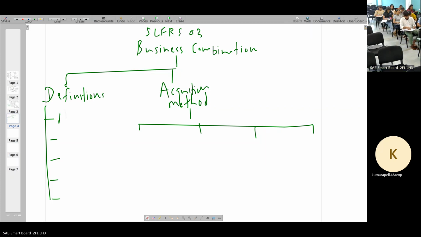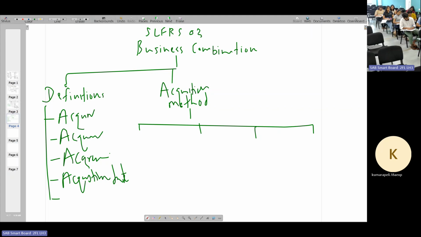Acquire. Acquirer. Acquiree. Acquisition date. Right? Acquire, acquirer, acquiree, acquisition date. Just write these four definitions.